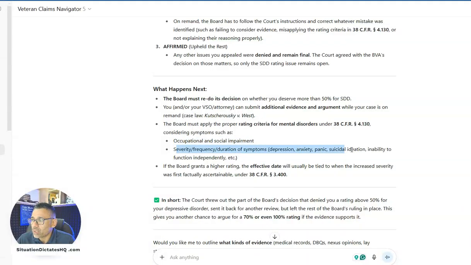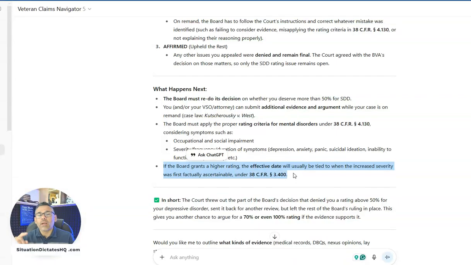And then if the Board grants a higher rating, the effective date will usually be tied to when the increased severity was first factually ascertainable. Now, in a previous video, if you saw my video on intent to file, that's what this is talking about right here. And that's why it's so important to submit an intent to file, because of this, it all goes back to the effective date.